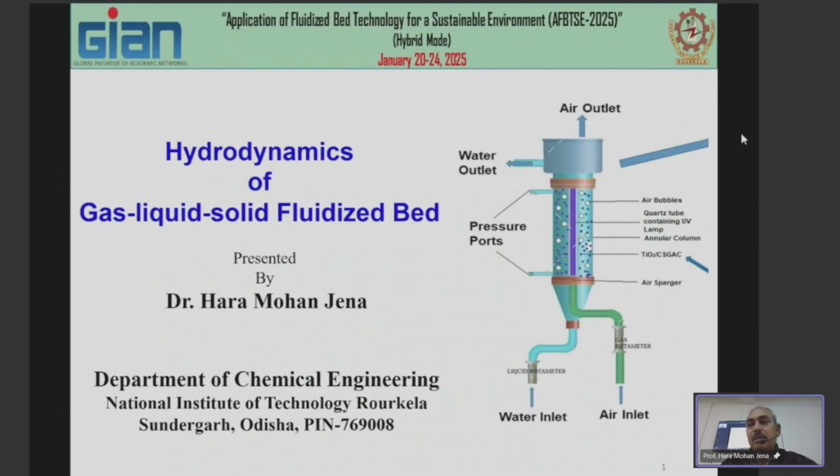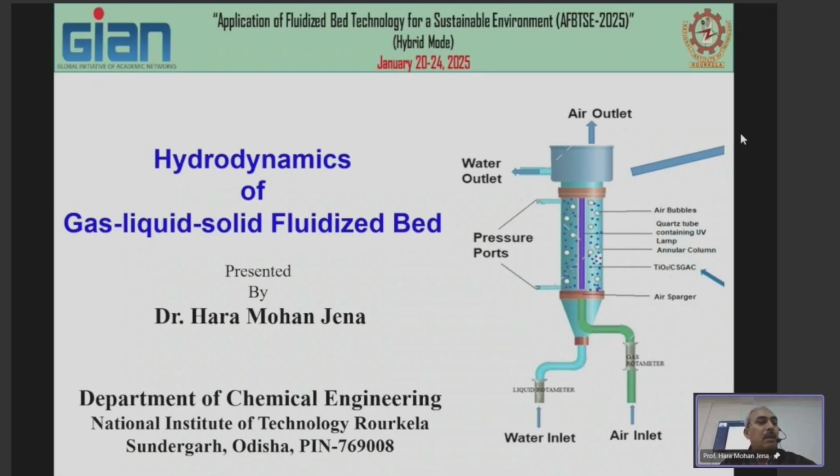Usually in a fluidized bed, as you know, a bed of solid particles comes to a state of suspension by the flow of the fluid. The fluid may be gas, liquid, or it may be gas and liquid together. When two fluids are there, gas and liquid, then the fluidized bed is a gas, liquid, solid fluidized bed.